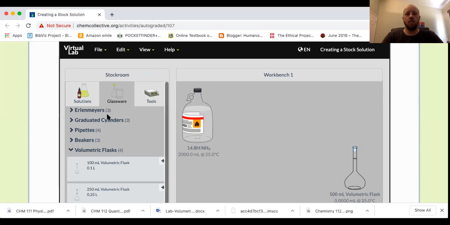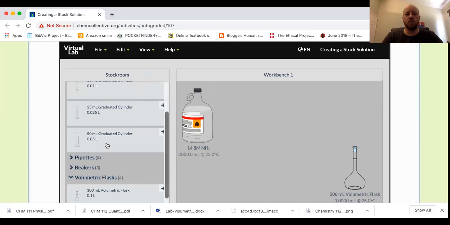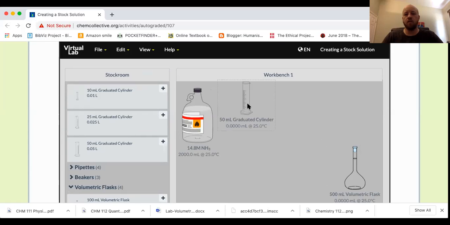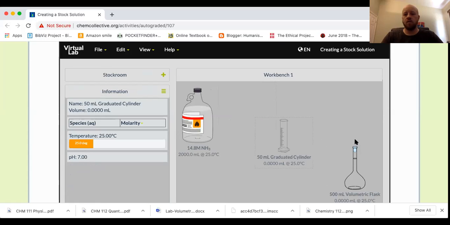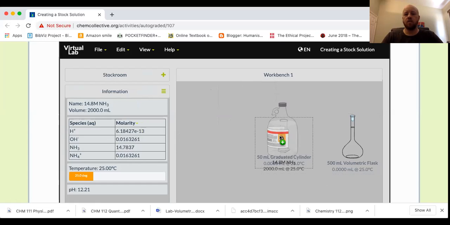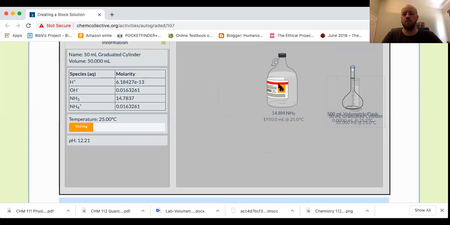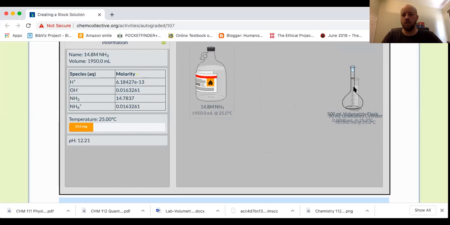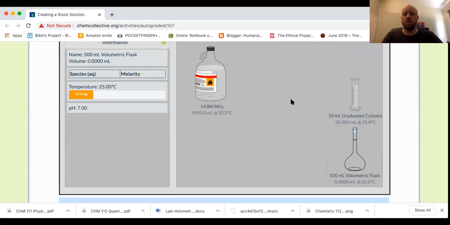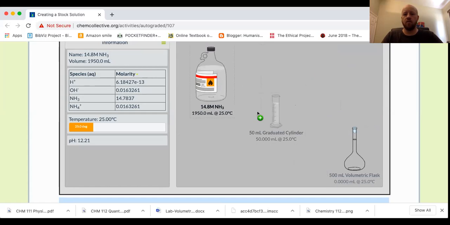And then for measuring things out, we also want to use a graduated cylinder. The largest one here is a 50 milliliter graduated cylinder. I need to measure out 84 milliliters of this and get it into the flask. So we're going to start with measuring out the 50 milliliters. Again, this depends on what you bring into what here.